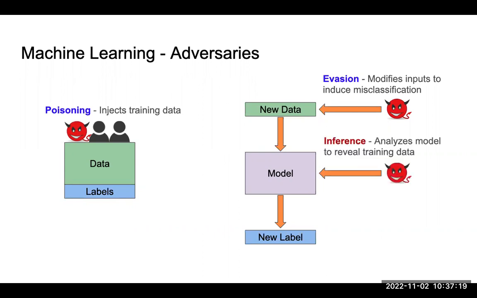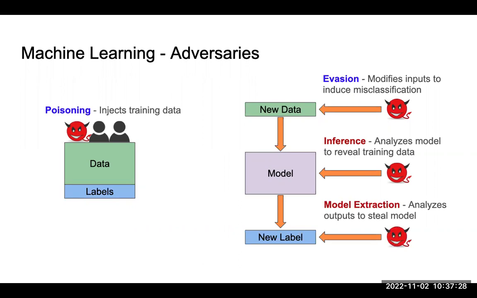Someone might also analyze an already trained model in order to learn properties of the training data. This is known as an inference attack. And to compromise the privacy of the model itself, someone can analyze the outputs of the model in order to learn its parameters or learn a similar model. I've done work in each of these areas, but today I'm mainly going to focus on inference attacks on the training set and a little bit on poisoning. If you have any questions about any of the other ones, I'm happy to take them afterwards.